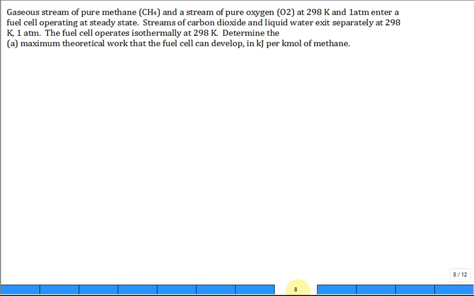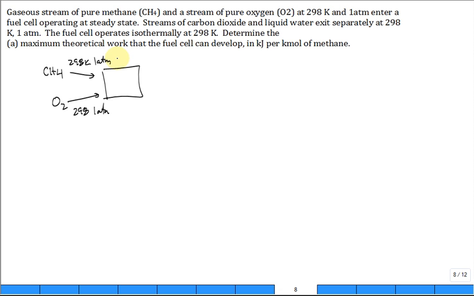Let's solve this problem. We have a gaseous stream of pure methane, CH4, and a stream of pure oxygen, O2, separate streams. Both of these streams are at 298 Kelvin and 1 atm. So this device has two bottles sitting there. One is a pure methane bottle and one is a pure oxygen bottle. And they feed this device. It's coming into the device at 298 Kelvin, 1 atm for both the streams.